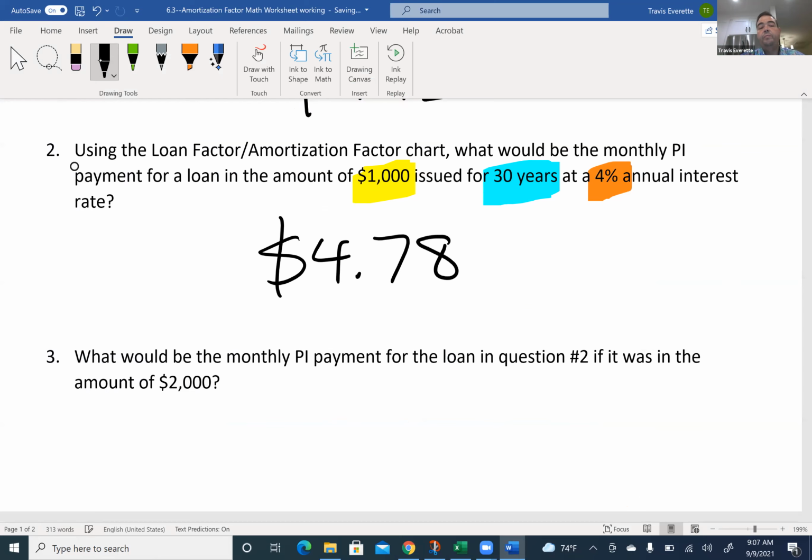$4.78. Just looking it up, just checking the chart. That's all we're doing so far.